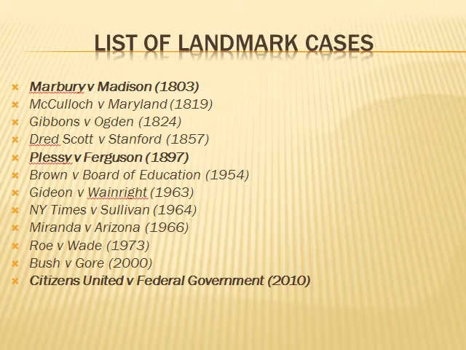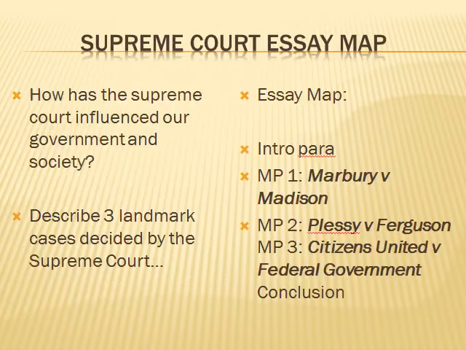So once you pick 3 cases, that changes your essay map a little. Here's my essay map. Main point 1, Marbury versus Madison. Main point 2, Plessy versus Ferguson. Main point 3, Citizens United. So those are going to be my 3 body paragraphs.